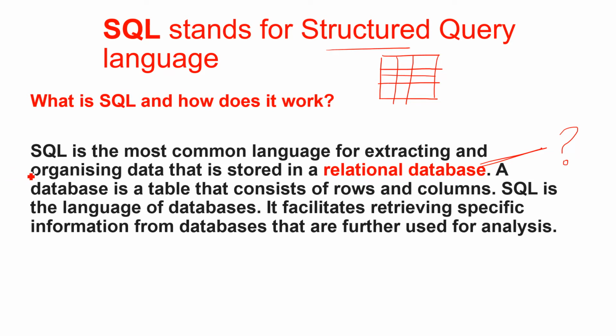A database, or simply you can say a table, is a table that consists of rows and columns. This is called structured data, or simply this is the definition of structured data: a table that consists of rows and columns. SQL is the language of databases. It facilitates retrieving specific information from databases that is further used for analysis.